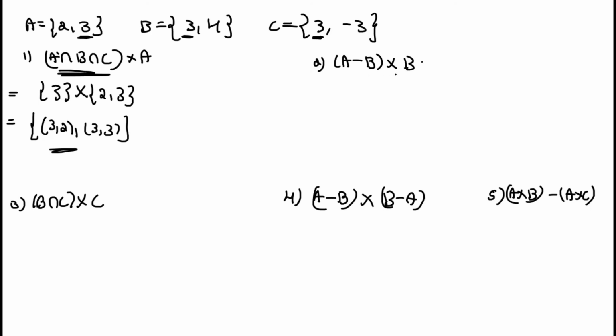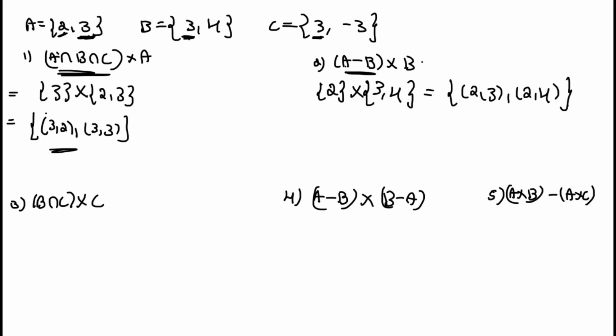Second question, A minus B cross B. What is A minus B? Elements of A which are not elements of B. Okay, so A minus B is equal to, see, here you will get {2} only. Why? Because see, 3 belongs to B also. You need to write elements of A that are not in B. Here you can find 2 that is not in B. But observe 3, that 3 belongs to B also. So {2} cross B. B is equal to {3, 4}. Okay. It's equal to, you will get ordered pairs (2, 3) and (2, 4).